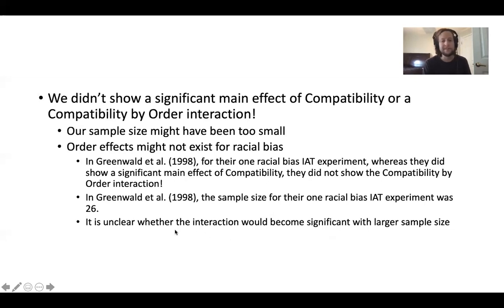Part of the issue with their study, though, is that they had a small sample size for their racial bias study, only 26. So their interaction for the racial bias study didn't reach significance, but it might be because it was underpowered. You would need a larger study to see if it would become significant.